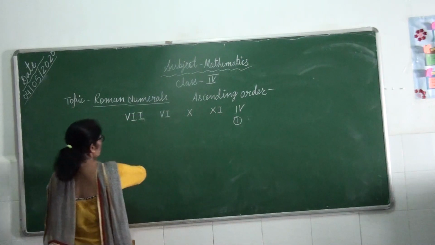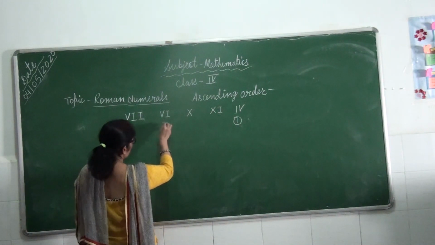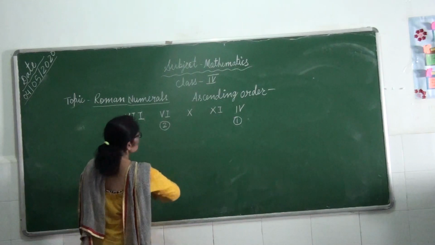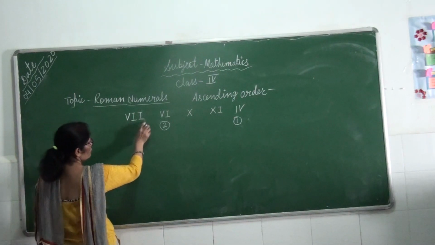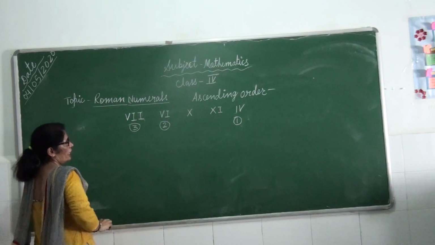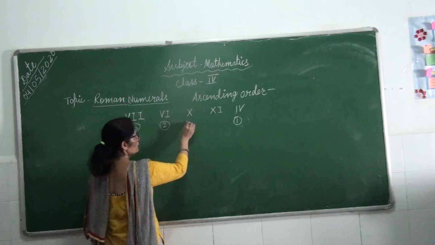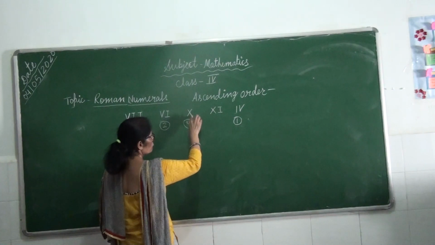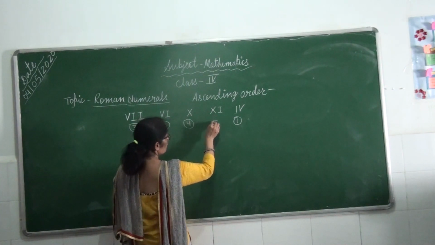Then 4 से बड़ा हमारा नंबर कौन है, 6. सेकेंड नंबर पे हमारा 6 आएगा. Then 7, 6 से ज़्यादा कौन है, 7. That number will come on third place. And after that, number 10 will come on fourth place and 11 will come on fifth place.